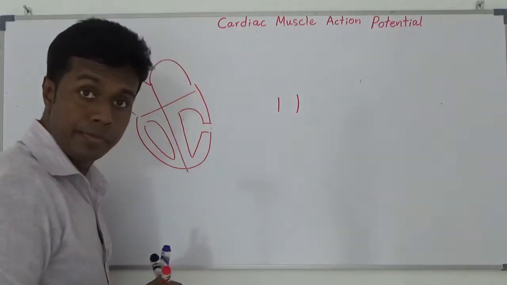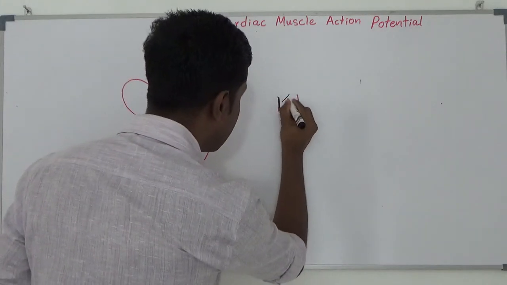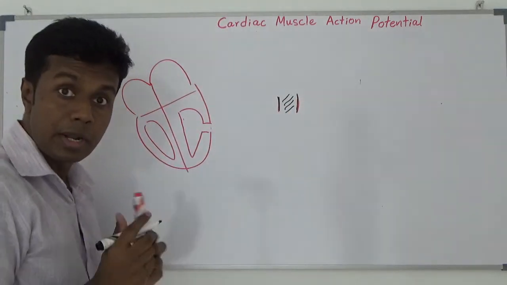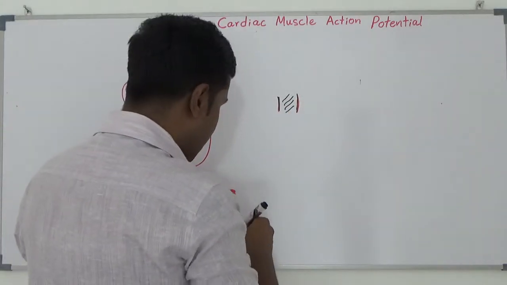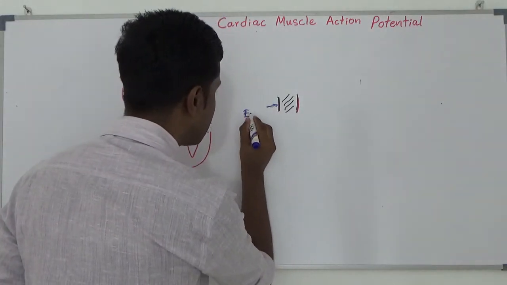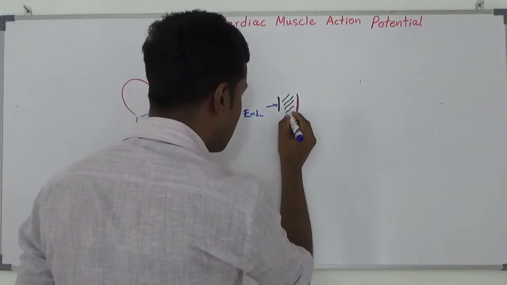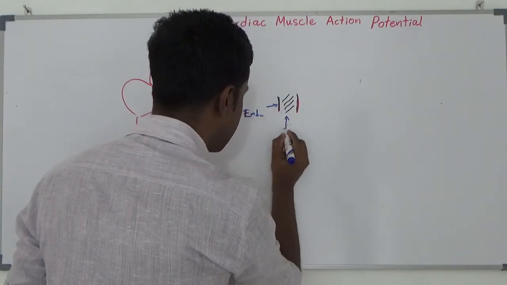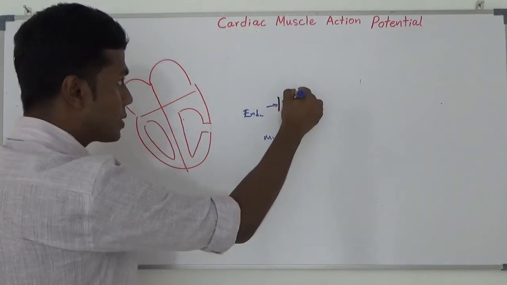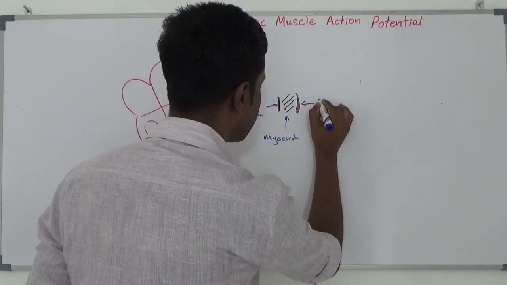It contains an inner layer, a middle muscular layer and an outer layer. The inner layer is called the endocardium. The large middle layer, which contains a lot of cardiac muscle, is called the myocardium. The outer fibrous layer is called the pericardium.